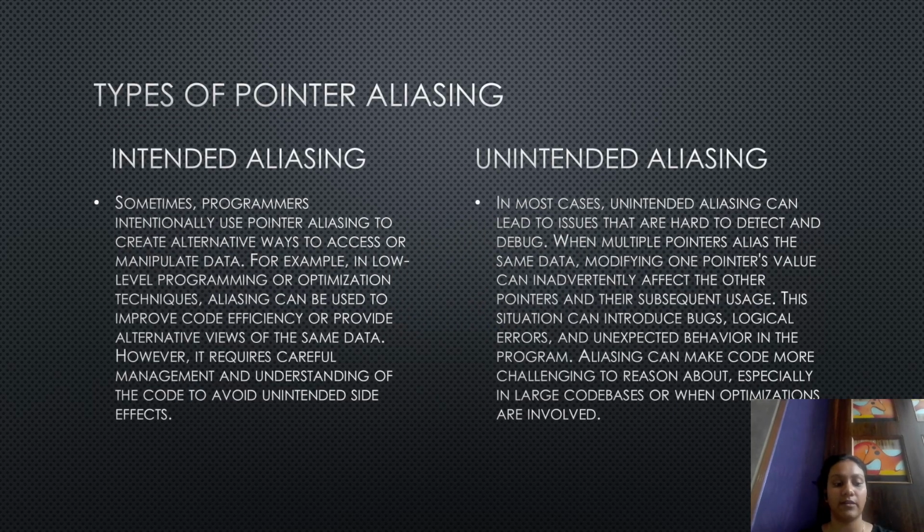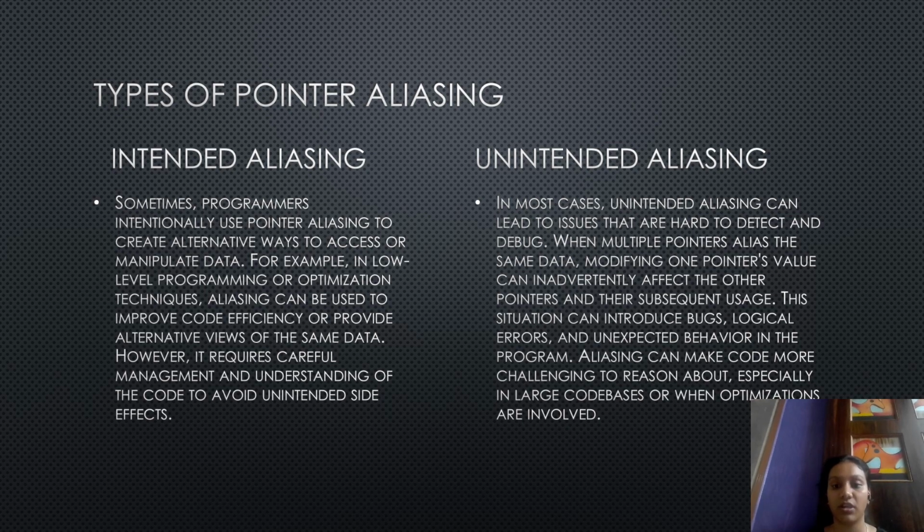Types of pointer aliasing. Intended pointer aliasing and unintended pointer aliasing are the two types of pointer aliasing. Intended pointer aliasing. Sometimes programmers intentionally use pointer aliasing to create an alternative way to access or manipulate data. For example, in low-level programming, aliasing can be used to improve code efficiency or provide alternative views of the same data. However, it requires careful management and understanding of the code to avoid unintended side effects.